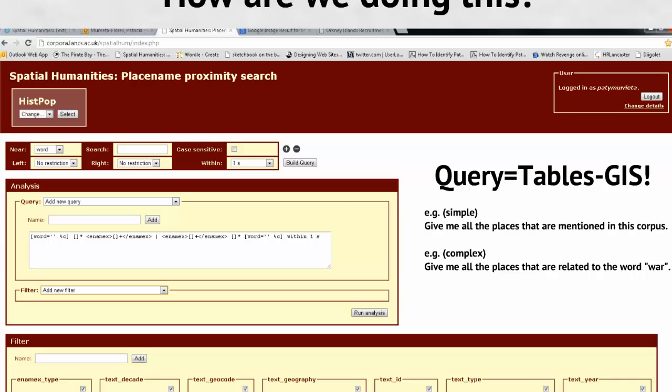You can also build more complex queries such as, give me all the places that are related to the word war, or to other particular series of words, for instance.